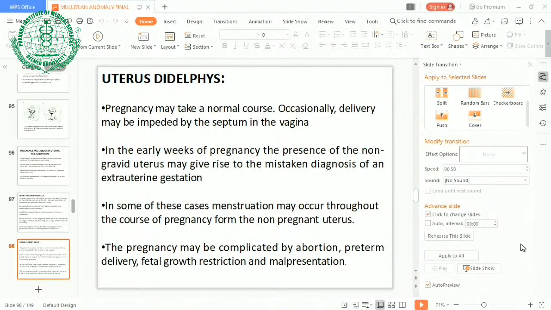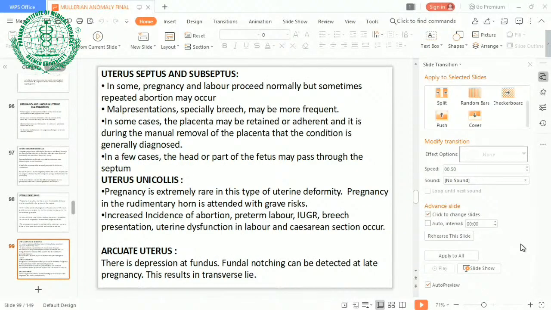The pregnancy may be complicated by abortion, preterm labor, fetal growth restriction, and malpresentation. With a septate uterus, in some pregnancies labor proceeds normally, but sometimes repeated abortions may occur, as already seen. Malformation and malpresentation, especially breech, may be more frequent. In some cases, the placenta may be retained or adherent, and it is during the manual removal of the placenta that the condition is generally diagnosed. In a few cases, the head or part of the fetus may pass through the septum.